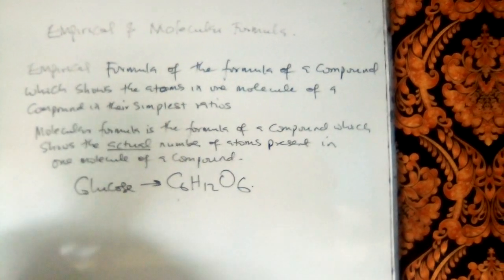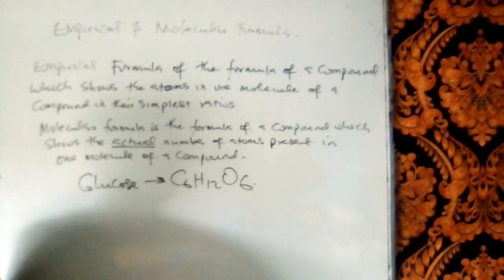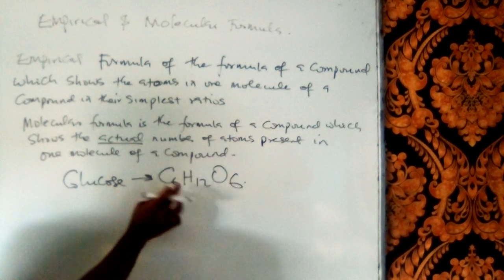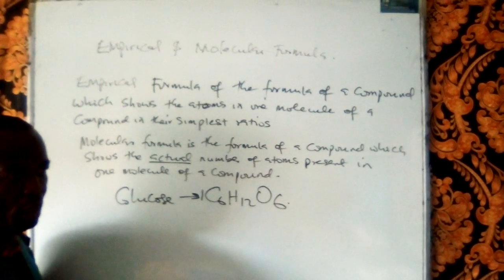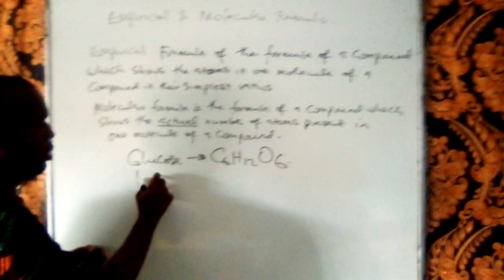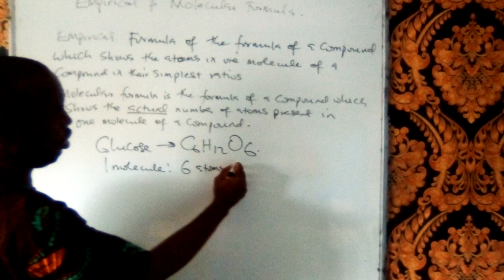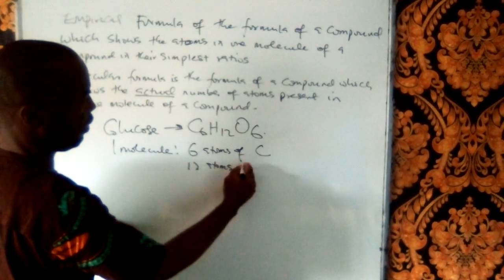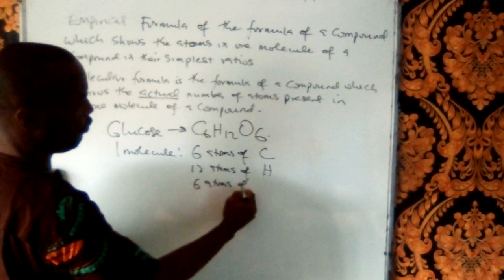What it means is that in one molecule of glucose, we have one molecule here. In chemistry, we say that a compound is one molecule when there's no number in front of it. The coefficient of glucose here is 1. I don't have to put 1 here. But if I put 2, I'll call it 2 molecules. So one molecule of glucose consists of 6 atoms of carbon, 12 atoms of hydrogen, and then 6 atoms of oxygen.